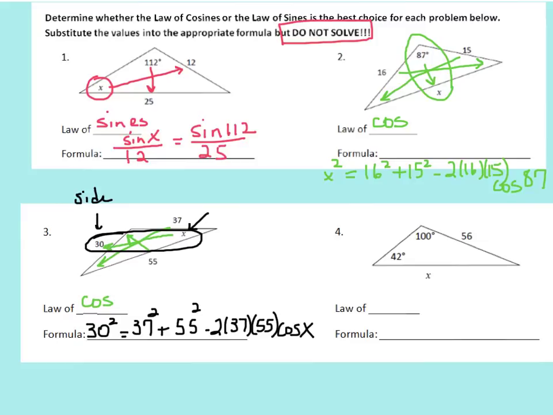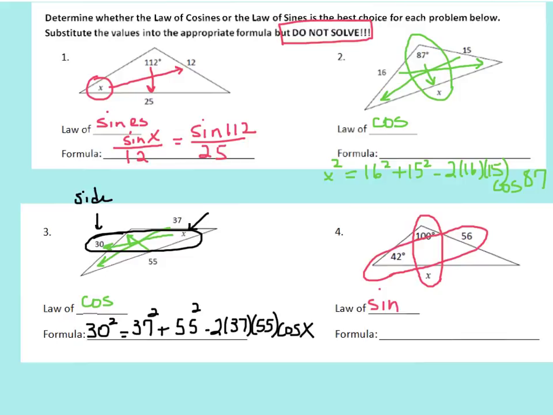Last one, looking for partnerships. I've got 100 across from x. Great. And then I look for the second partnership to see if I can use the law of sines. And there I have 42 and 56. So this is going to work out for the law of sines. I have 3 of the 4 pieces of information, so I can use the law of sines.